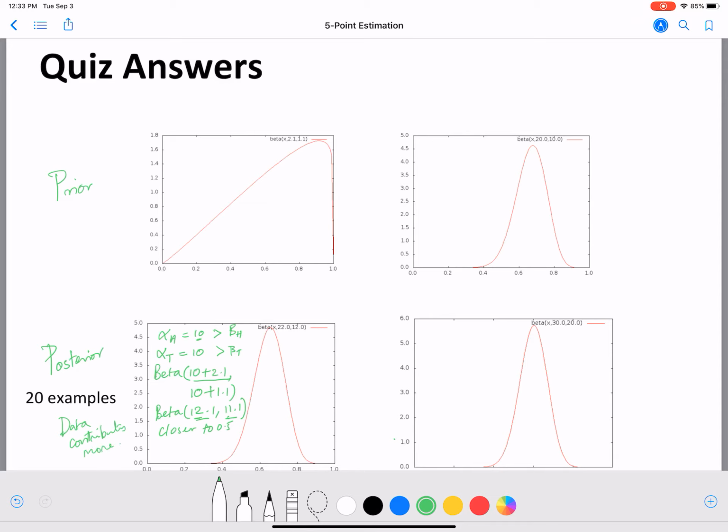So here clearly data contributes more to the posterior. Now let's look at the other example and ignore these values. These values are wrong.